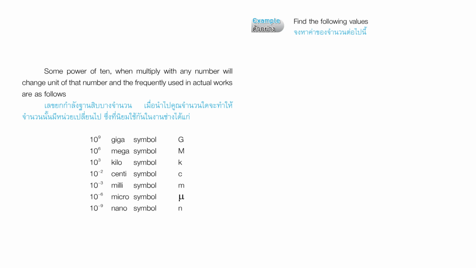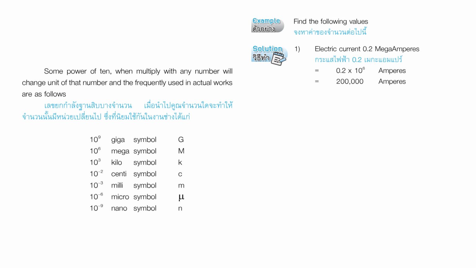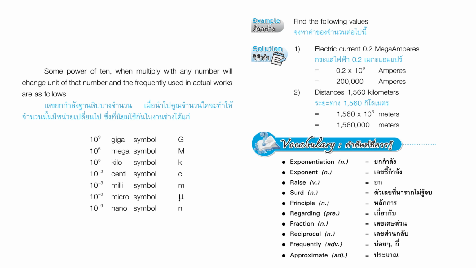Example. Find the following values. Solution. 1. Electric current 0.2 megaamperes equals 0.2 times 10 to the 6th power amperes equals 200,000 amperes. 2. Distance 1,560 kilometers equals 1,560 times 10 to the 3rd power meters equals 1,560,000 meters. Vocabulary: exponentiation, exponent, raise, surd, principle, regarding, fraction, reciprocal, frequently, approximate.